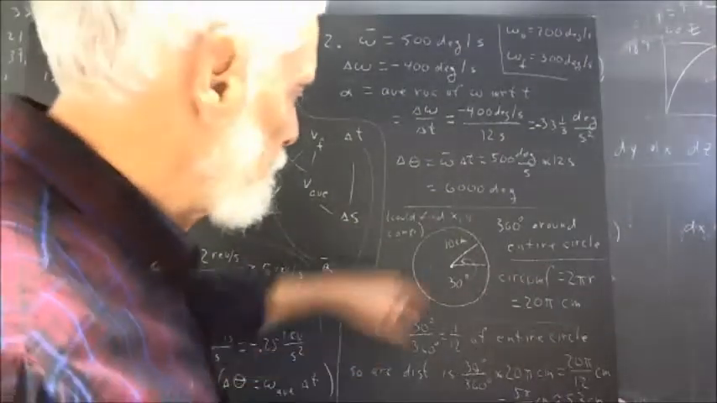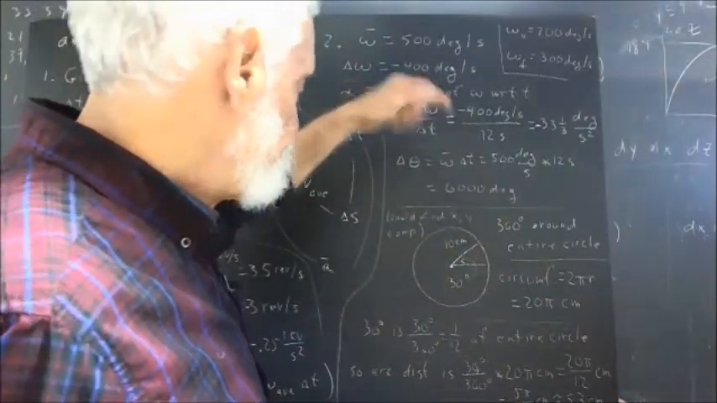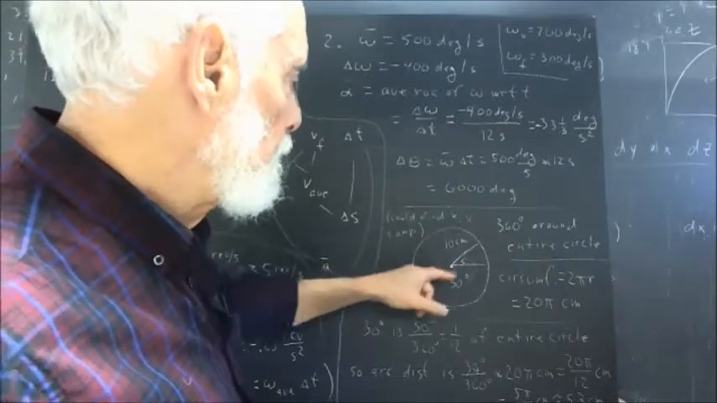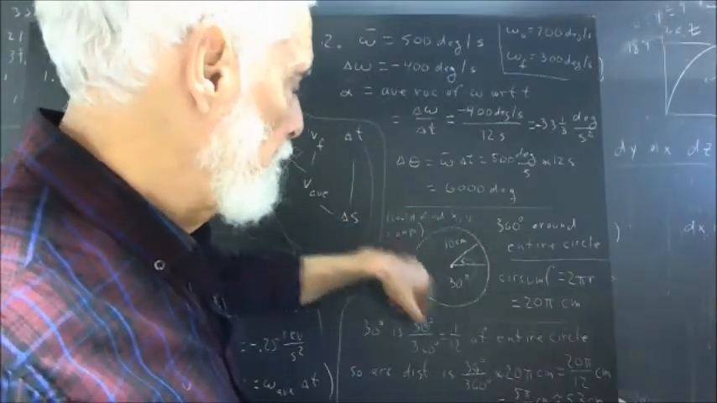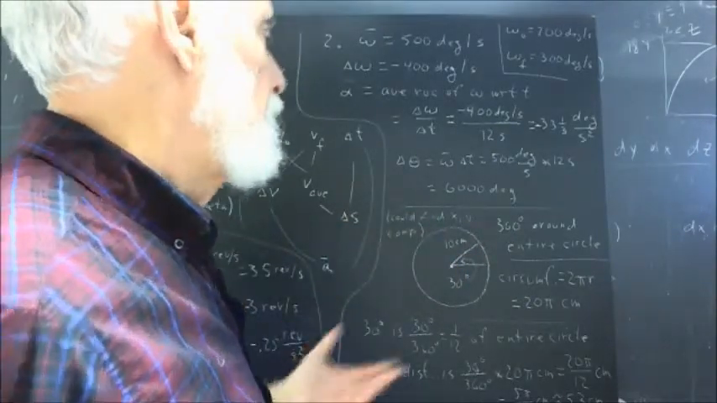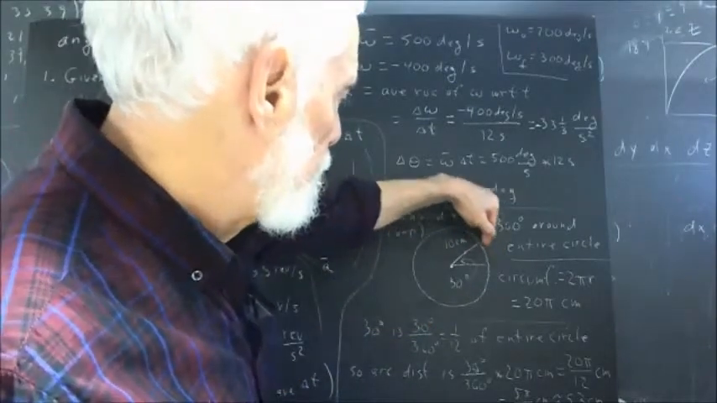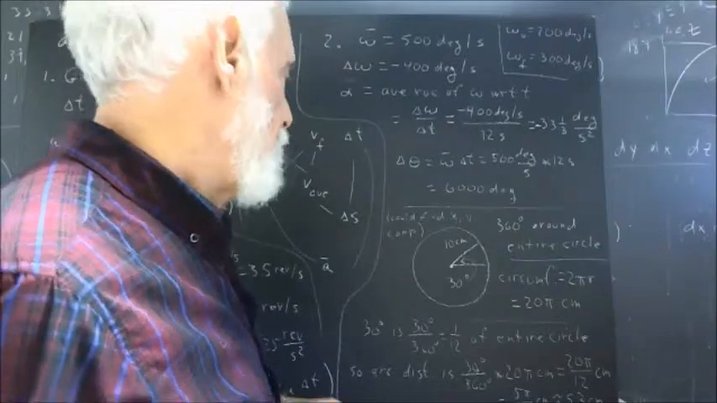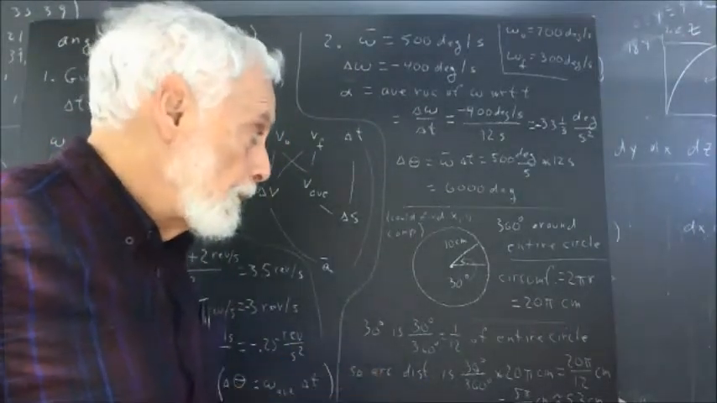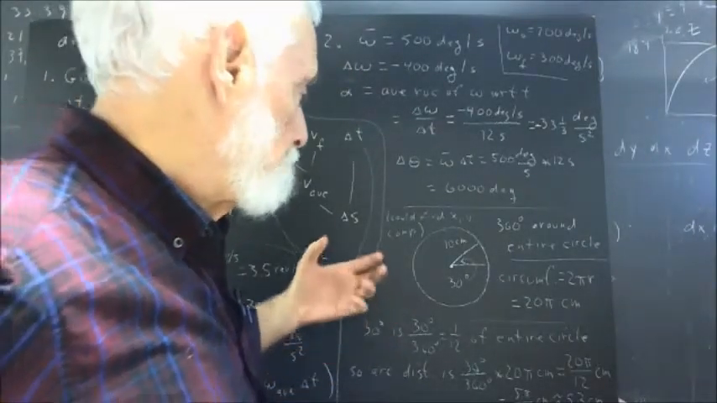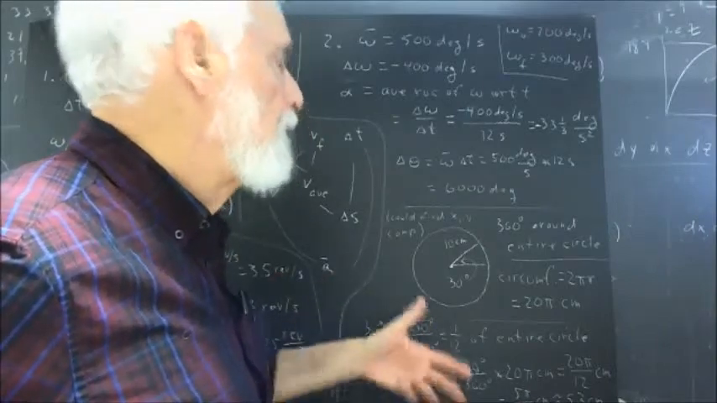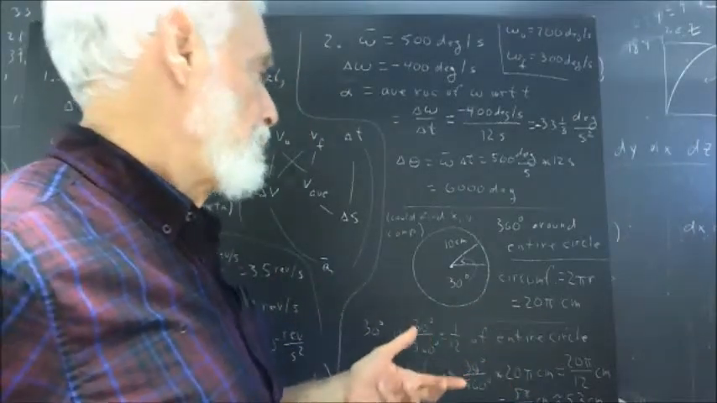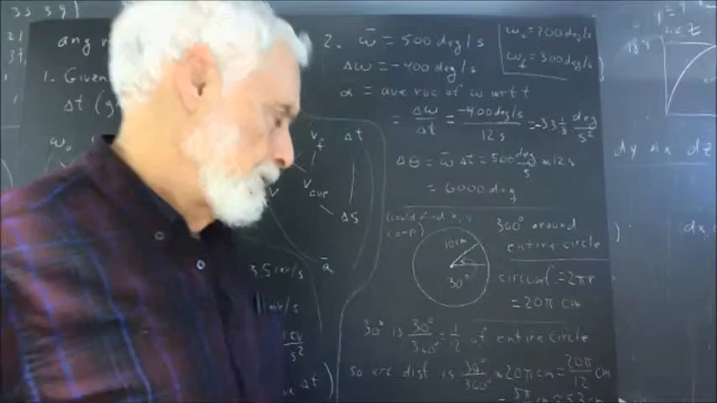Now we're given a circle of radius 10 centimeters and a central angle of 30 degrees, and that looks like this. And we're asked what's the arc distance that corresponds to this central angle. People had a lot of trouble with this because people are just not familiar enough with the properties of circles. So that's something you really should review.